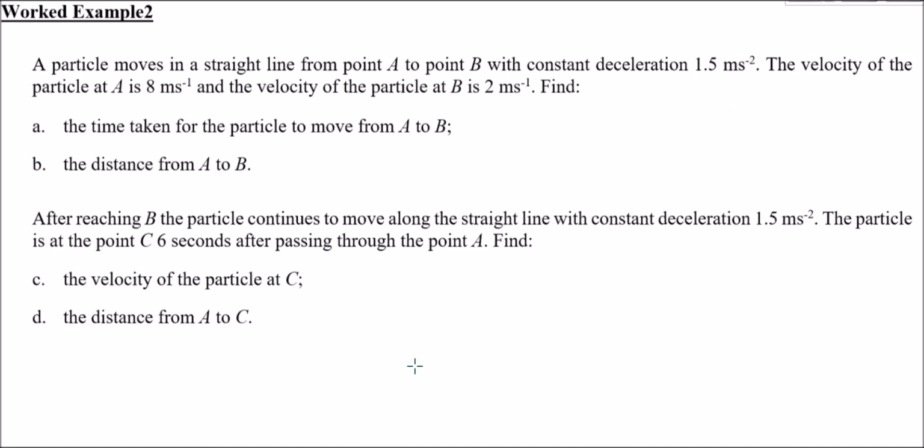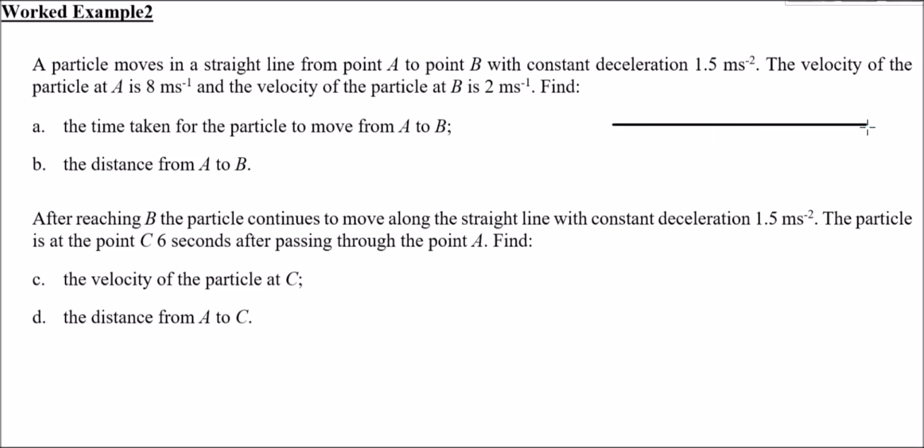So this time we have a particle, and it's moving in a straight line from point A to point B with constant deceleration of 1.5 meters per second squared. The velocity of the particle at A is 8 meters per second, and the velocity of the particle at B is 2 meters per second. Now this is completely optional. This is a bit more complex. It's not the most complex, but it's a bit more complex.